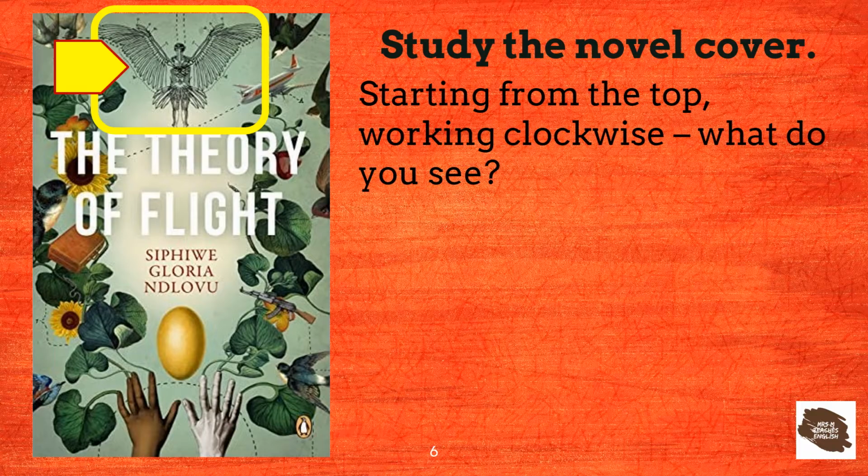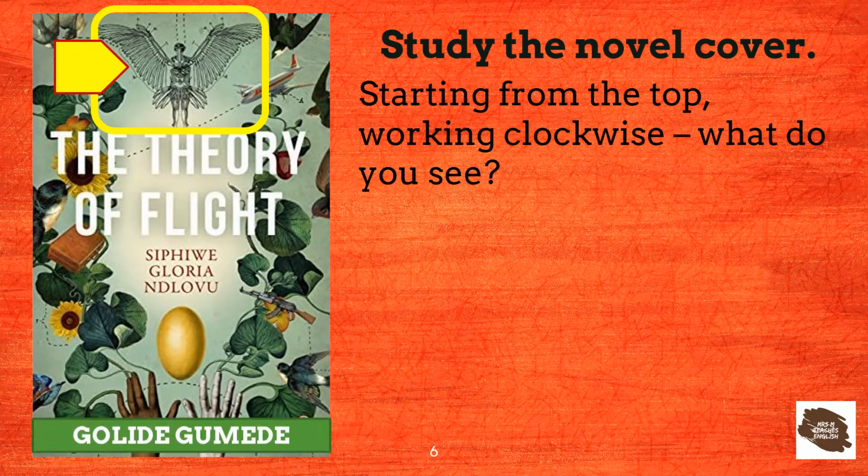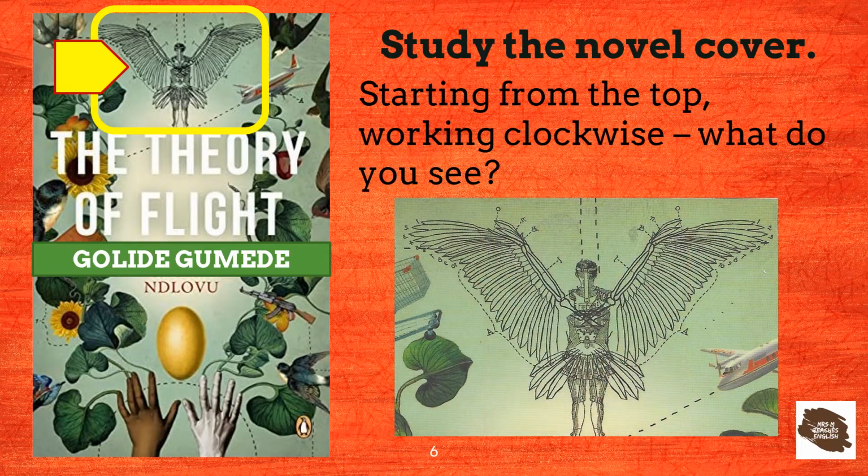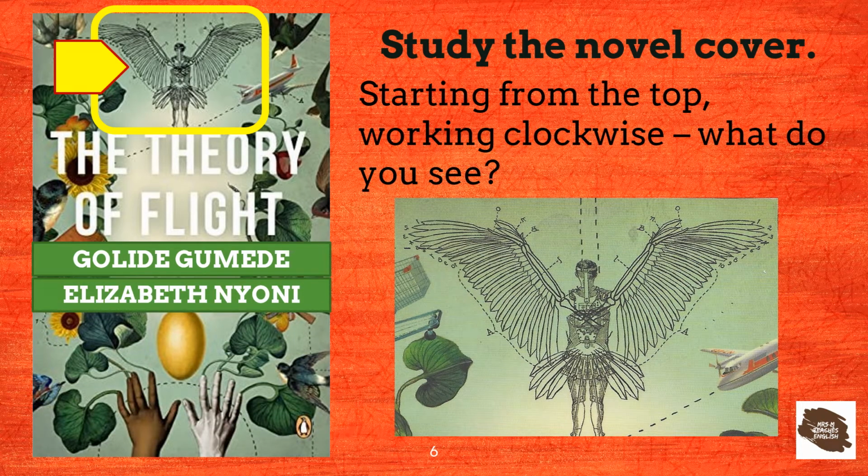Have the book in front of you, and let's start with this diagram at the center top. Gulidi Gumede is obsessed with aeroplanes, and he believes that one day, if people really work at it, you'll be able to fly away and find true independence. This diagram is Gulidi's prototype for Elizabeth Nyoni, who wants to fly to Nashville to become a country and western singer, just like Dolly Parton.